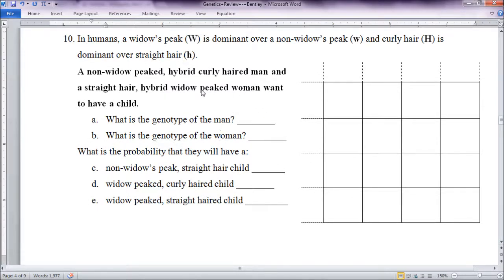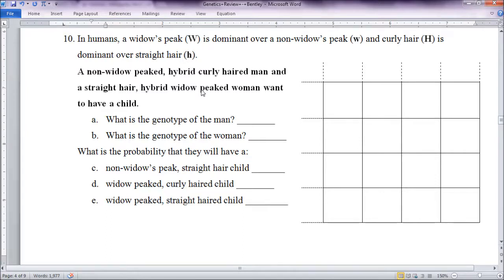So in humans, a widow's peak, which is this little point at the top of your hairline, right where your bangs stop growing, if it comes to a little point pointing towards your nose, it's called a widow's peak. No idea why. I'm sure there's some history why, but we're just going to go with that. I can think of a reason. Probably because it looks like a peak and... yeah, anyways.